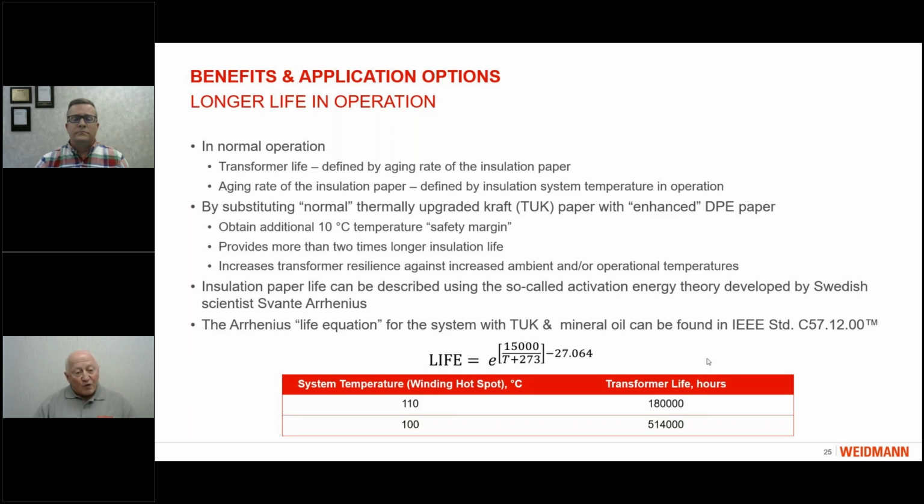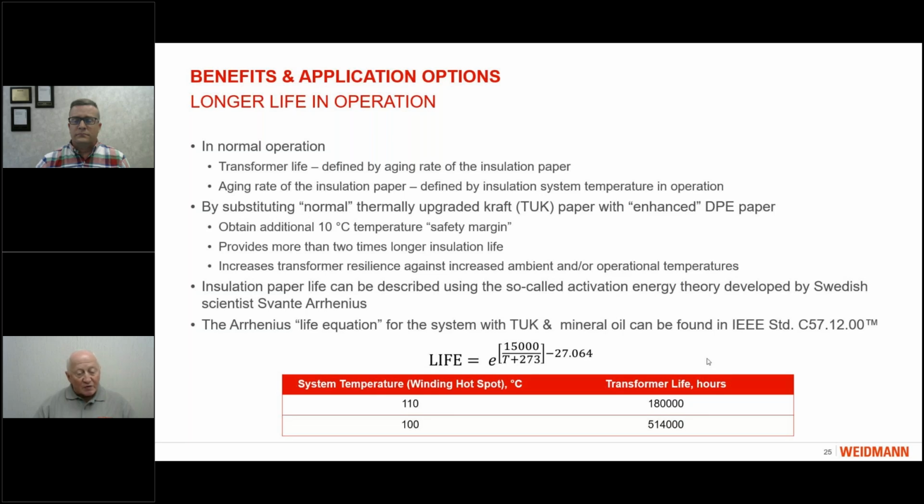So when we create a system that has 10 degrees additional safety margin in terms of thermal capability, then we theoretically can extend the life of transformer more than twice. And obviously, if we have this additional safety factor, we can increase transformer resiliency against increased ambient and/or operational temperatures.